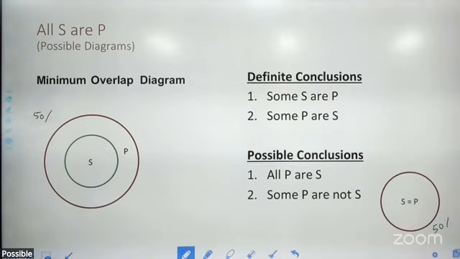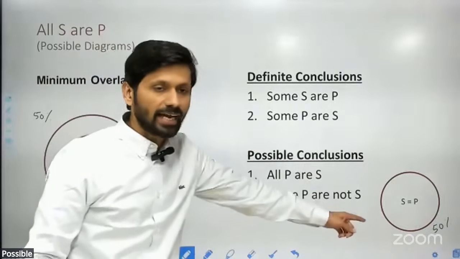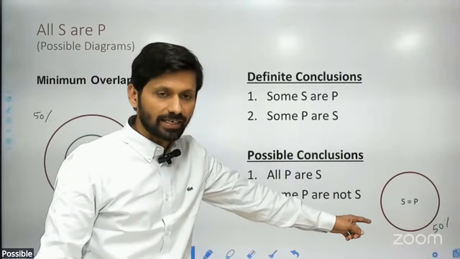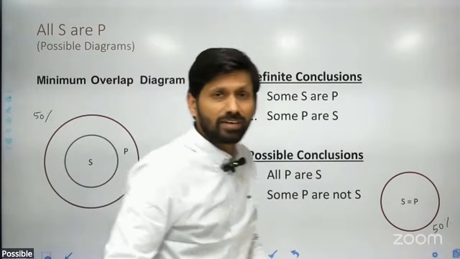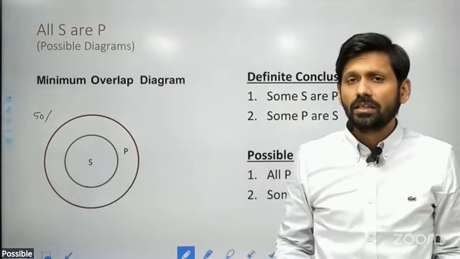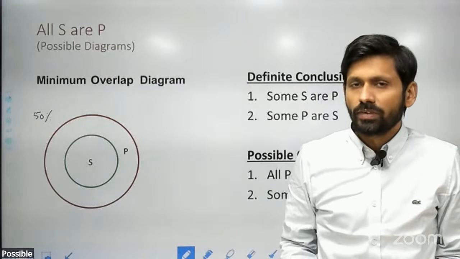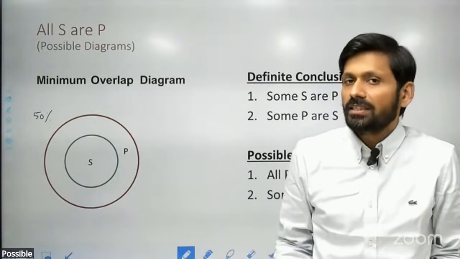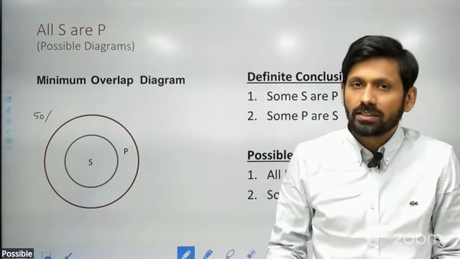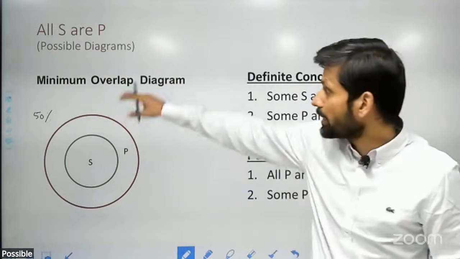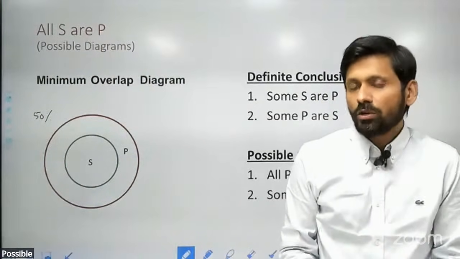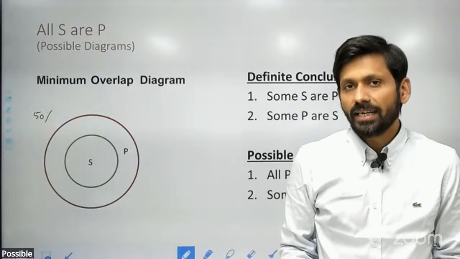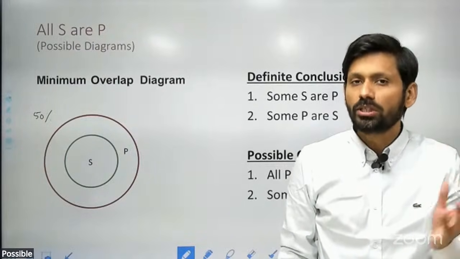Right. Somebody's asking, why are we saying all PRS is a possibility? Because if you look at the diagram on the right, all PRS is there only in this diagram. So when we are given all SRP, we don't know for sure whether all PRS or not. There's nothing said about that. So when we are looking at a statement like all PRS given all SRP, all we can say is we are not sure about this. The chances of it happening are 50-50, right? So that is like the intuition. You can build the intuition this way.